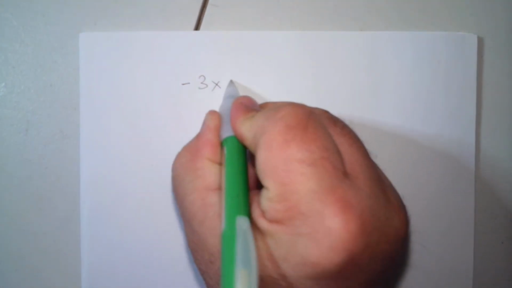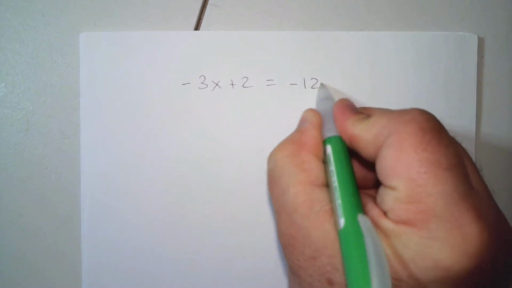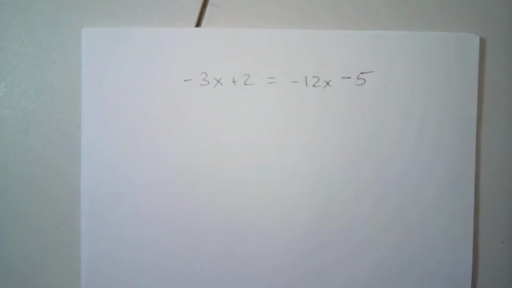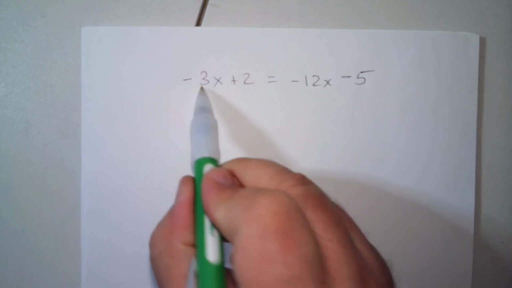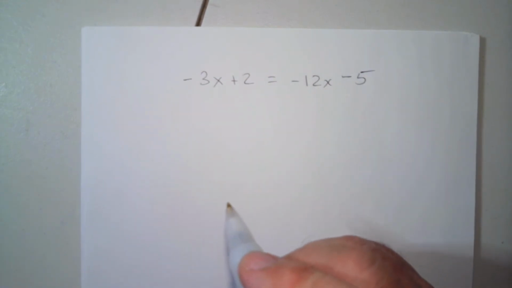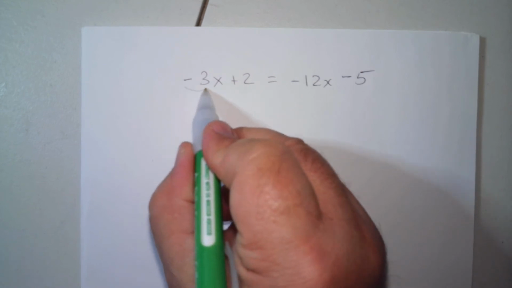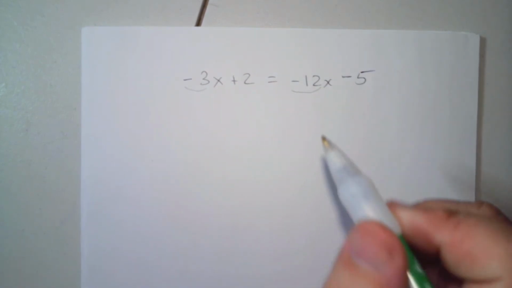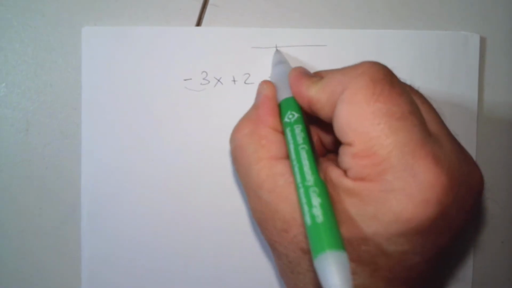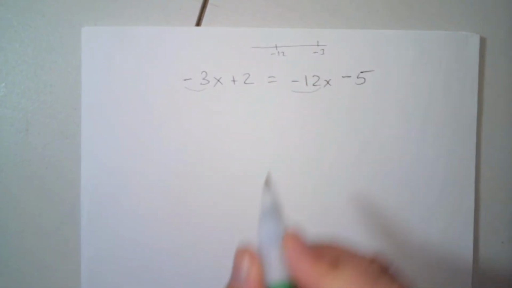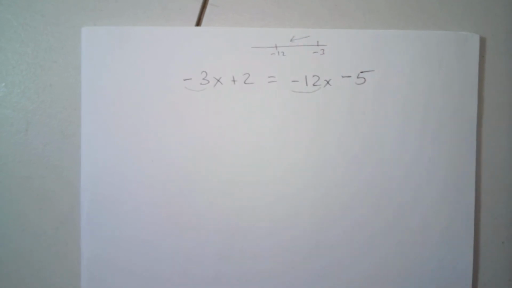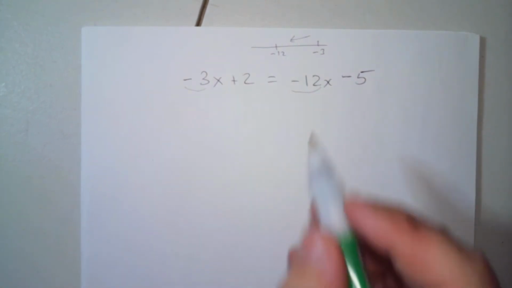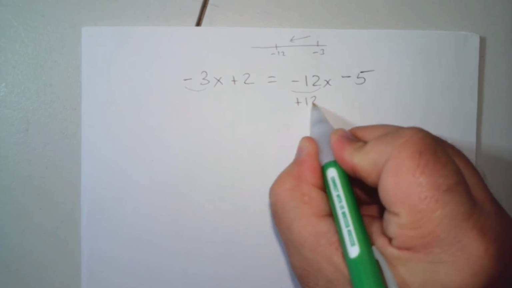Also, let's say we had this. Again, worry about the x's first. Don't worry about the numbers. Always move this, since we have x's on both sides, always move smaller to the larger. This one's -3, this one's -12. -12 is smaller. Smaller means that it's to the left. So -12 is smaller than -3. So I have to add 12 to both sides.